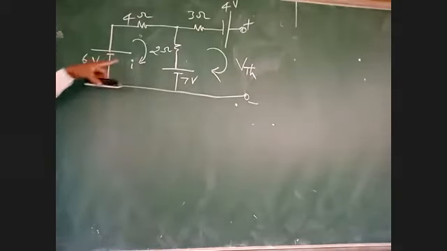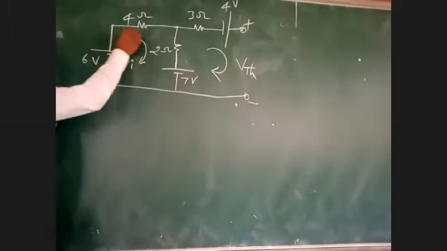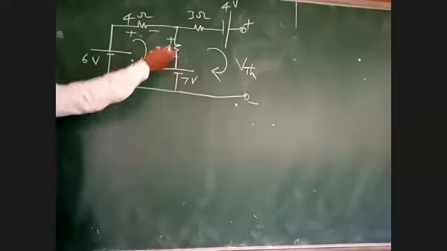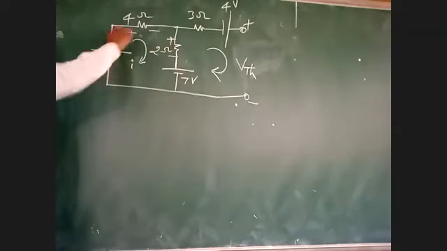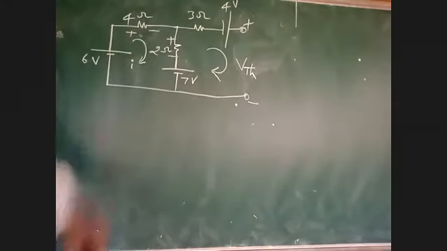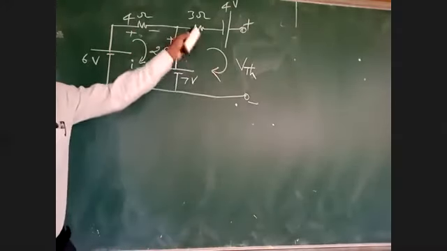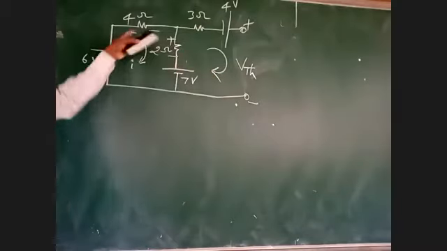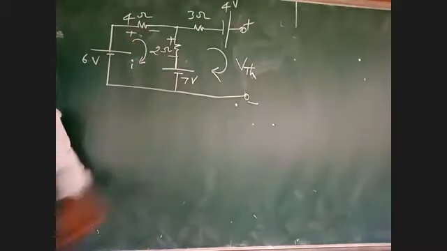Why I am taking this one is current is flowing from negative to positive. Like this I am assuming. If you are assuming this direction, it will be plus minus plus minus. Suppose if you assume the reverse direction, it will be minus plus. Since we are assuming in this direction, in the direction of current, I will take plus and minus. But in this loop, I am not taking any plus and minus. Why? This is not the current direction. Only in this loop, I am taking plus and minus.